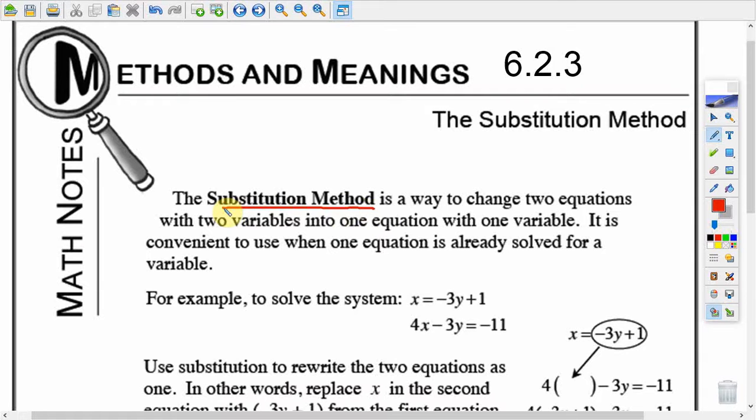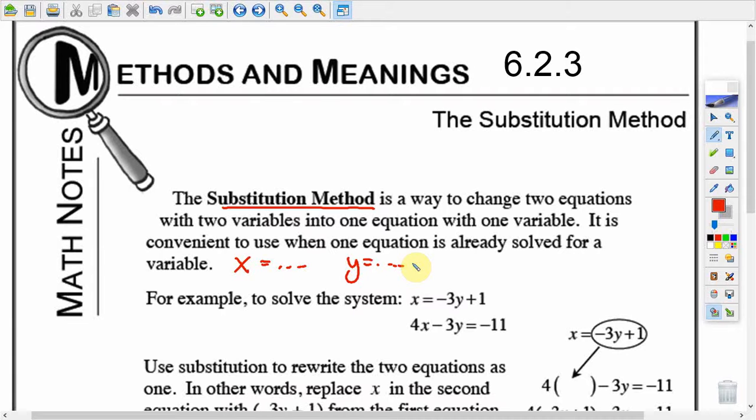is a way to change two equations with two variables into one equation with one variable, which means that we can solve it. It's convenient to use when one equation is already solved for a variable. And what they mean by that is when you have the x by itself on one side of the equal sign, or the y by itself on one side of the equal sign, and everything else on the other.